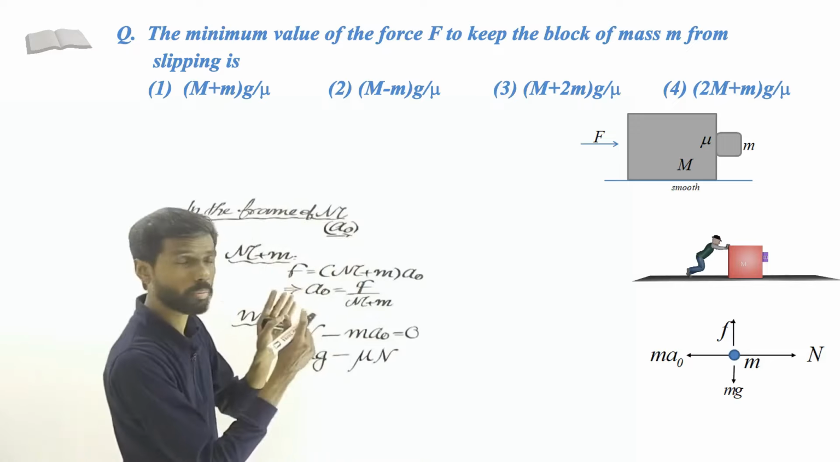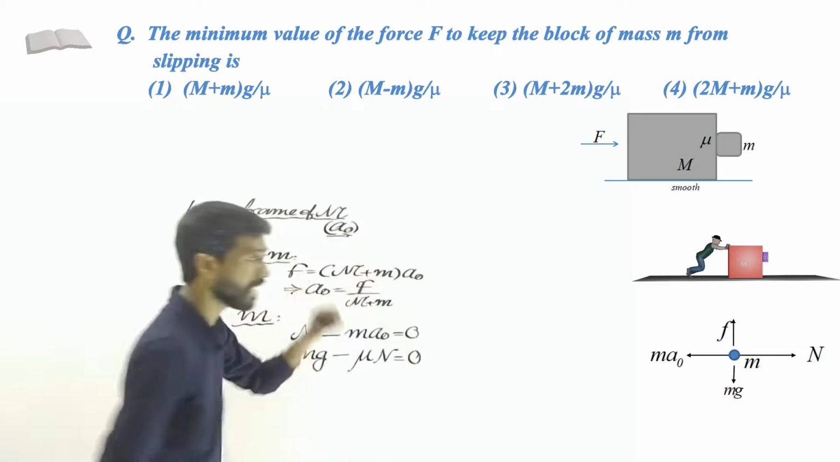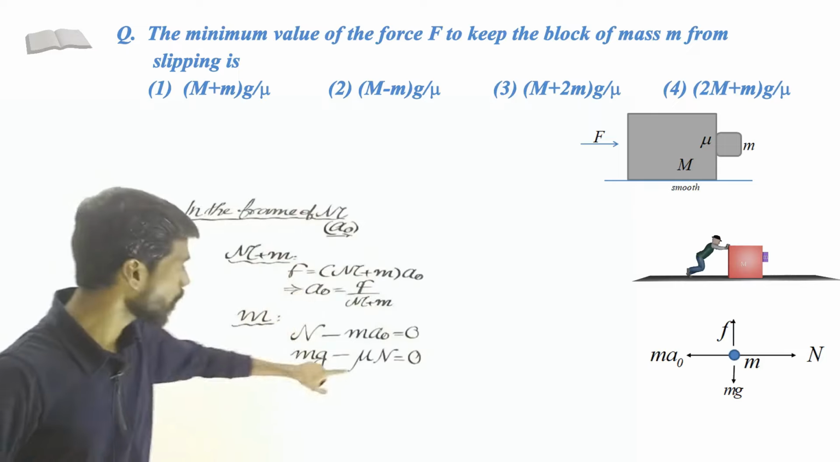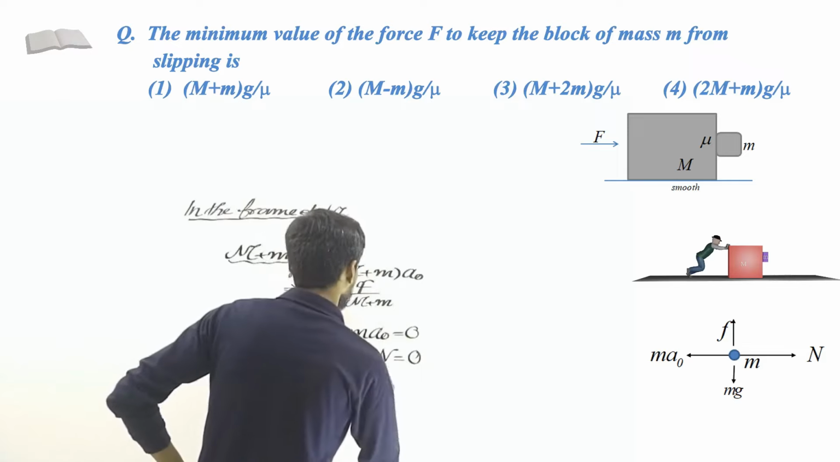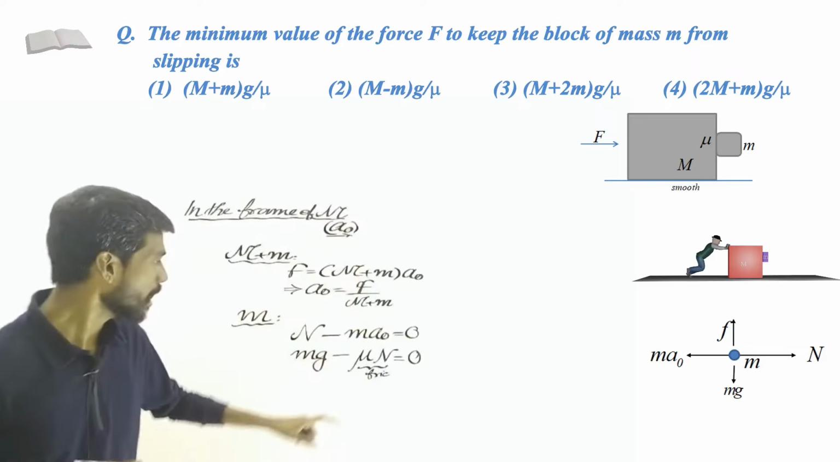Okay, the normal between the two blocks, mu multiplied by the normal. So that equals 0, because this block is not sliding down. That means it is in equilibrium in the vertical direction. So this is the frictional force between the two blocks. Okay, so that's all.